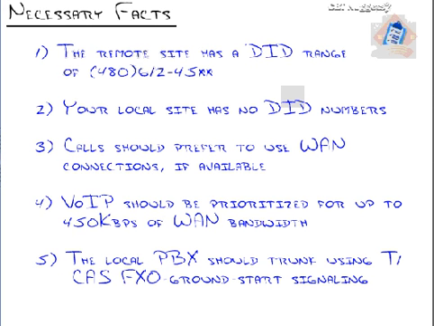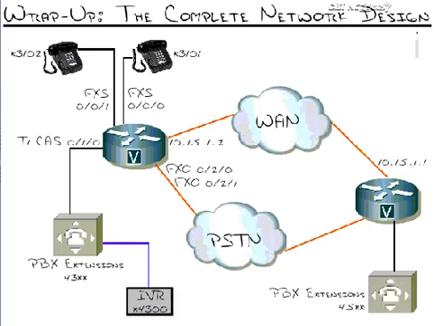Oh, the facts. Let's go back there. Our fact sheet is telling us that remote site, local site, prefer to use the WAN, and voice over IP should be prioritized for up to 450 kilobits. Sounds like quality of service to me. So let's go ahead and set up quality of service to ensure that we get 450 kilobits per second of WAN bandwidth for our voice over IP traffic. Notice I emphasize voice over IP, the audio streams.